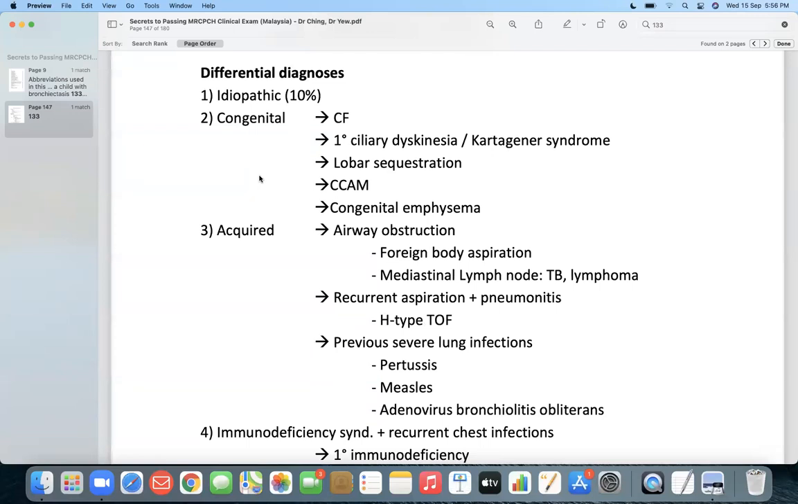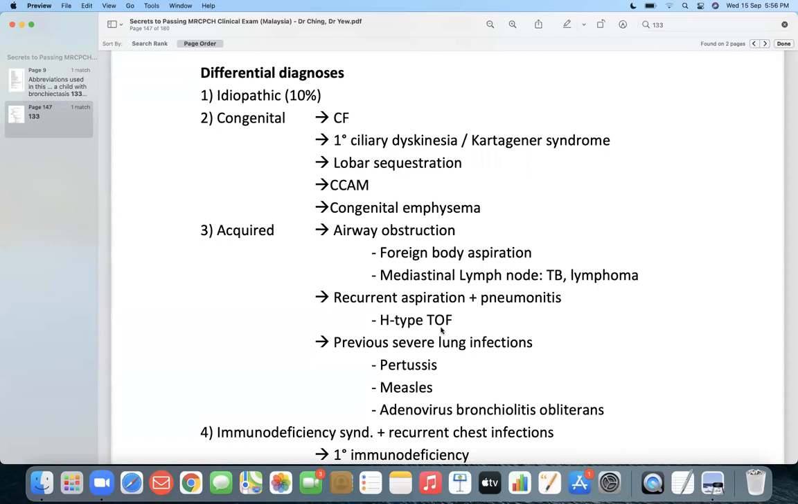And when you are telling infections, use the word severe, because mild infections will not go to this extent. Next, acquired: it can be airway obstruction. For a 5 year old child, you can put foreign body aspiration. Then mediastinal lymph node, that is tuberculosis and can be a lymphoma. Recurrent aspiration and pneumonitis, that is in tracheoesophageal fistula.